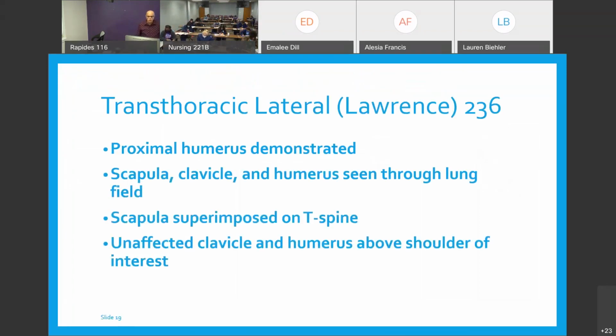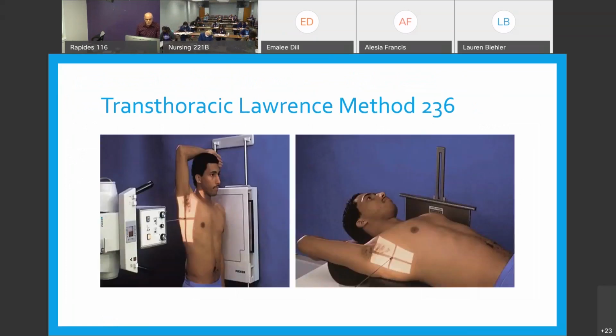All right, so proximal humerus is demonstrated. The scapula, the clavicle, the humerus is seen through the lung field. The scapula is superimposed on the T-spine, the unaffected clavicle and humerus above the shoulder of interest. This is all what's being demonstrated on your transthoracic. Here's the body part.